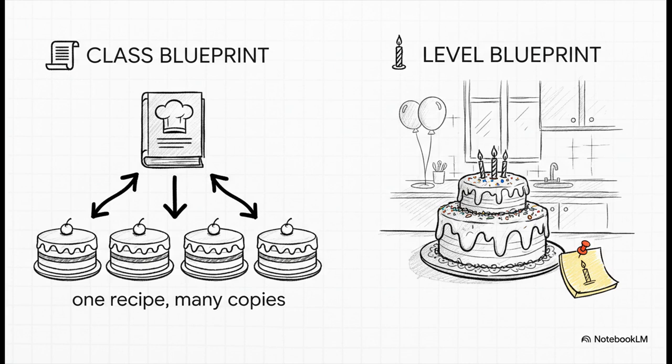A class blueprint is a recipe. It's the master plan for a chocolate cake. You write the recipe once, the ingredients, the baking instructions, and then you can use that single recipe to bake 1,000 identical cakes. A level blueprint, that's a sticky note you put on one specific cake. It's a one-time instruction like, hey, when the clock strikes midnight, light the candles on this specific cake. It only applies to that one cake in that one kitchen.